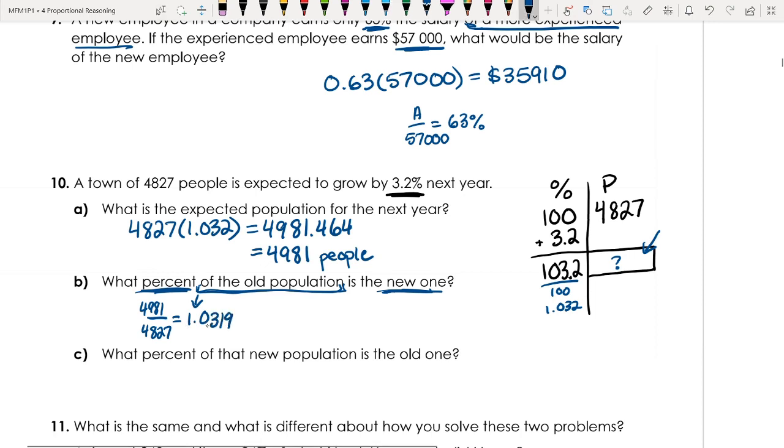And when you do this division, you will get your answer, which will give you 1.0319. That's right. And so then we would round it to 1.032, right? Which is 103.2%. Okay? So in this question, what percent of the old population is the new one? That means this has to be the denominator. That has to be the base. And you know the amount, and so we're finding the percentage. You can see we already had that answer right here.